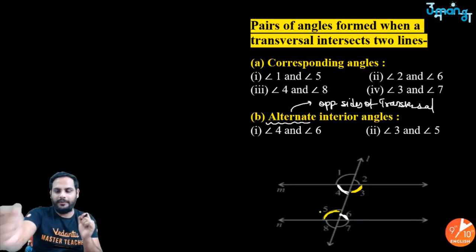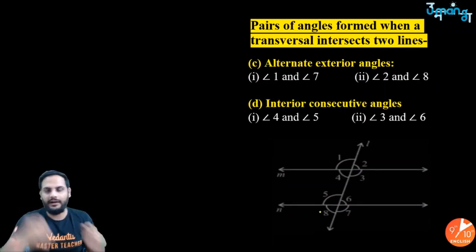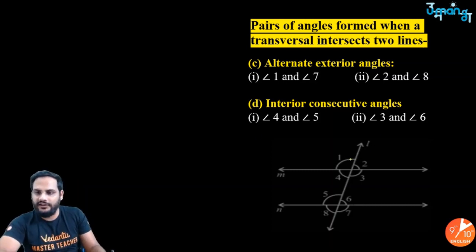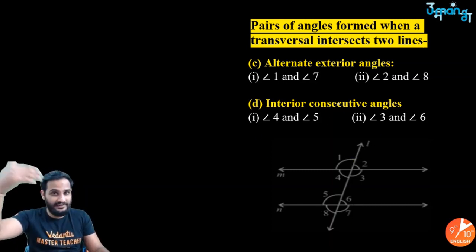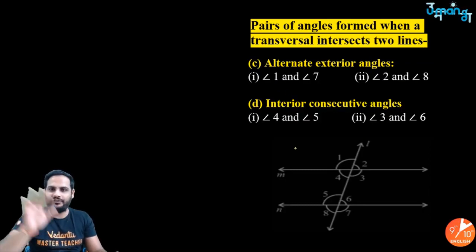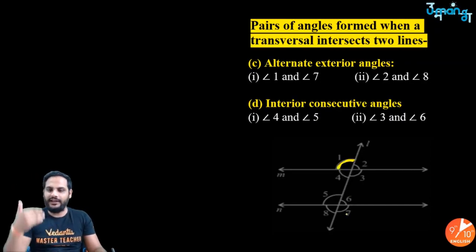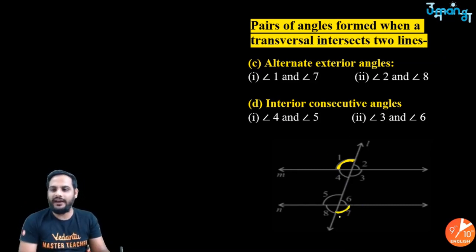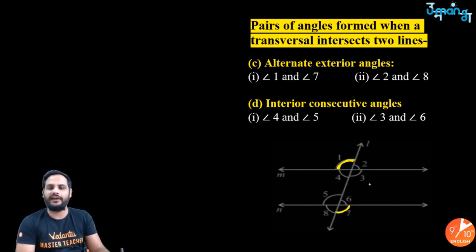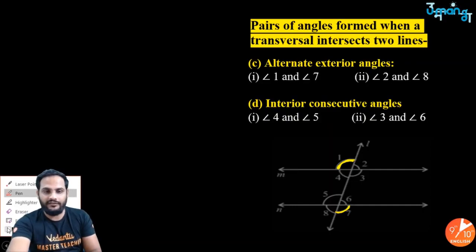Same logic applies for exterior alternate angles as well. Exterior alternate means first we are talking about exterior angles, and alternate, as I have already told you, means opposite, right? Opposite sides of the transversal. So if I have angle 1 over here, then on the exterior side on the opposite side we have angle 7. So angle 1 and angle 7 are on opposite sides of the transversal, so they are exterior alternate angles.